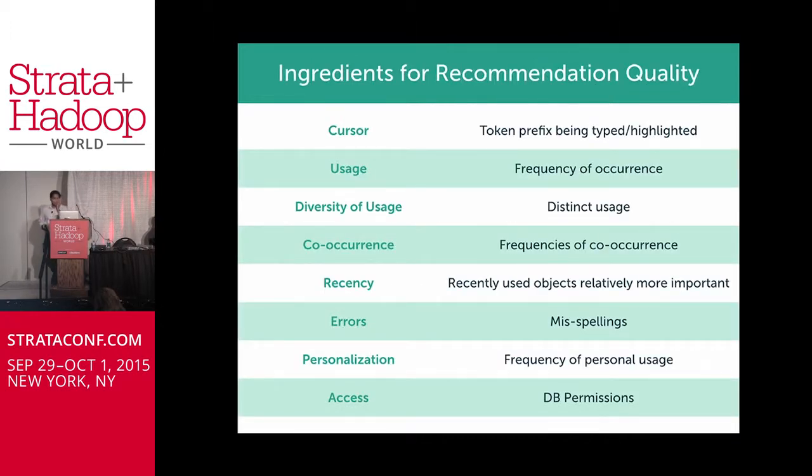So jumping into the recommendation quality, what are the ingredients to actually make a successful recommendation engine? A whole bunch of ingredients need to go in. Of course, the cursor. Where is my cursor? What are the surrounding keywords? Usage, diversity of usage, and so on. I'll drill down into a few of these examples just to give you the context before jumping back up into a different issue.